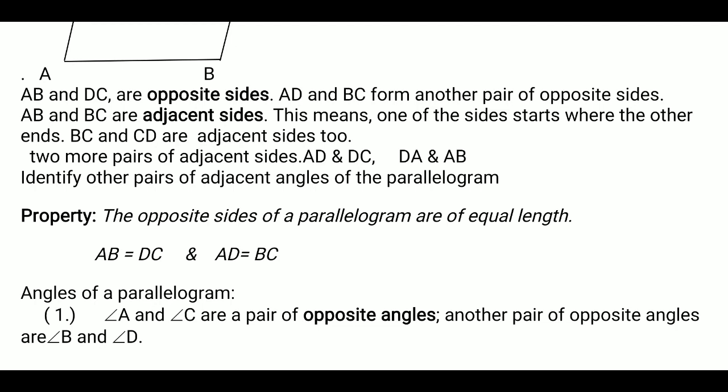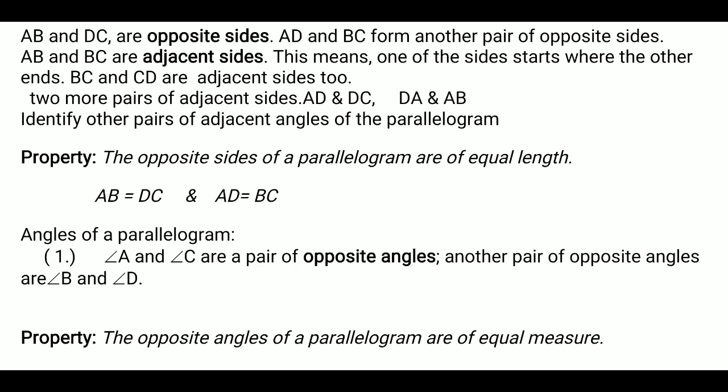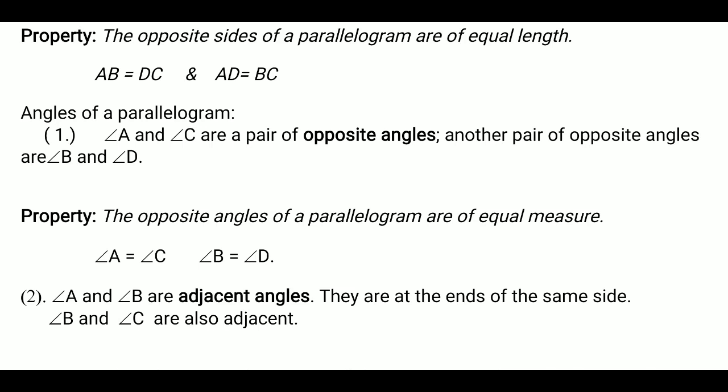Now angles of a parallelogram. Angle A and C are a pair of opposite angles. Another pair of opposite angles are angle B and angle D from the figure. Now the opposite angles of a parallelogram are always equal. Angle A is equal to angle C and angle B is equal to angle D.